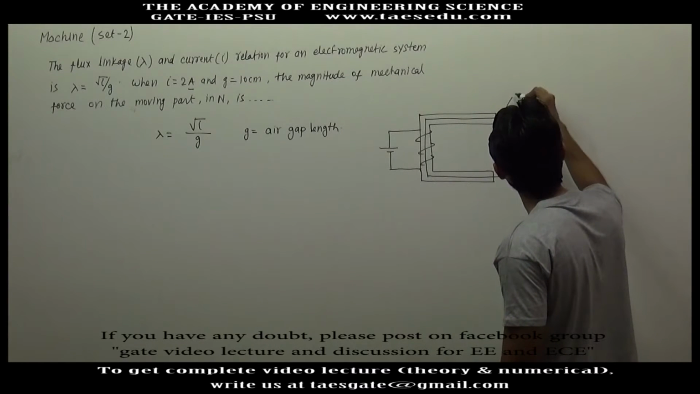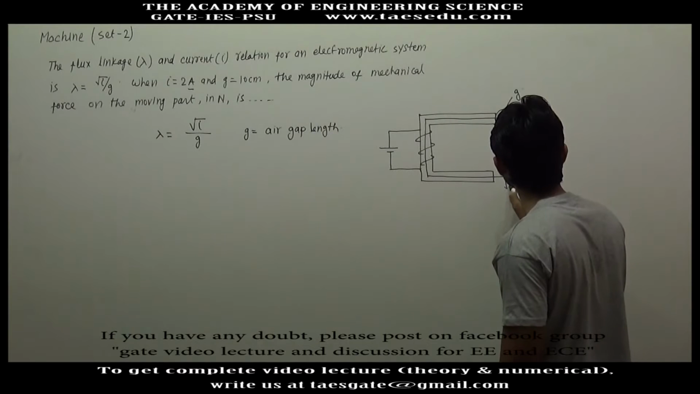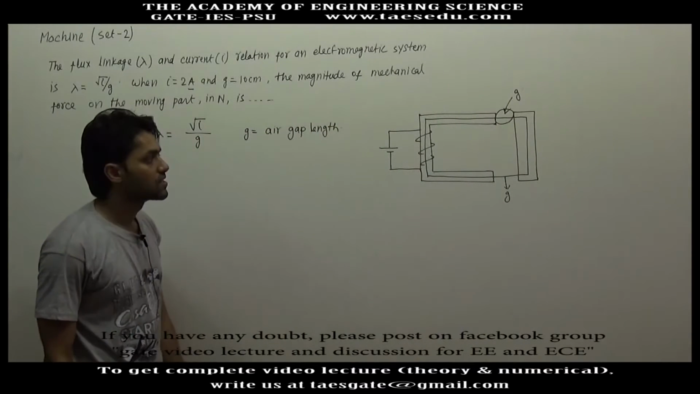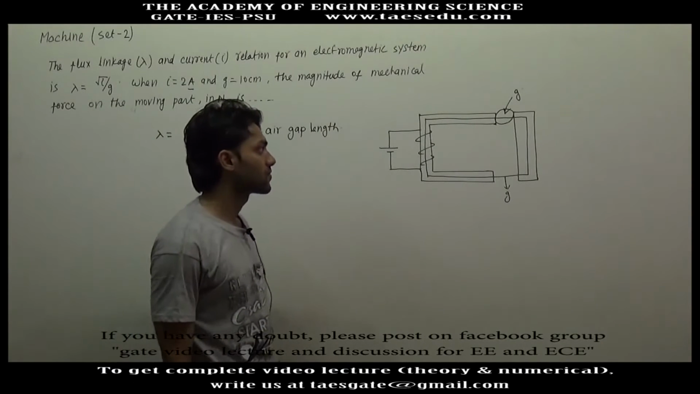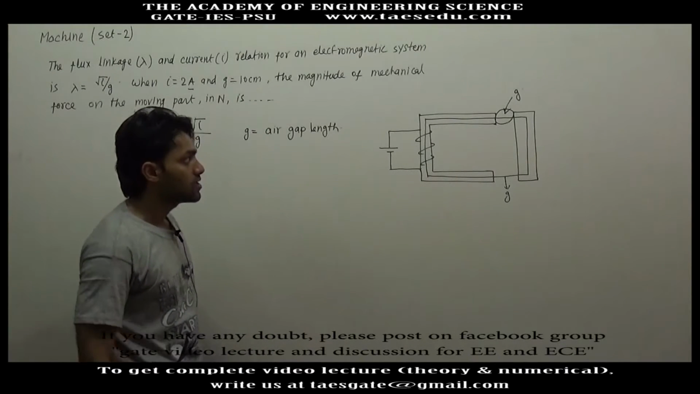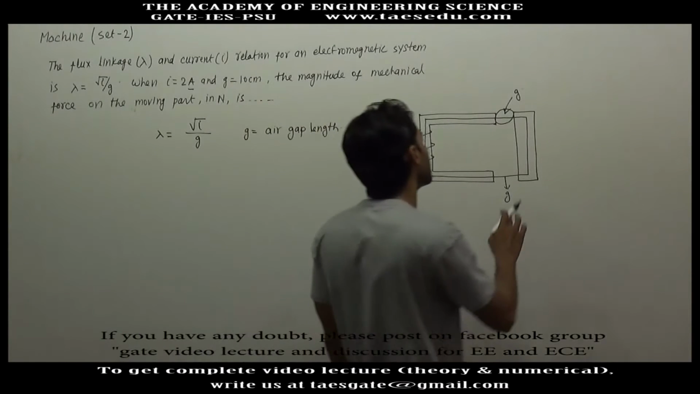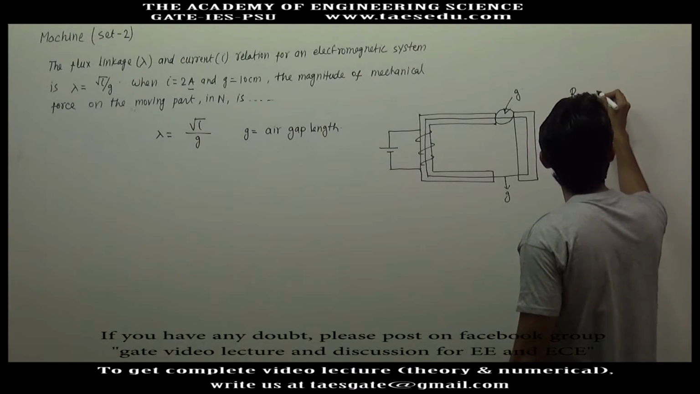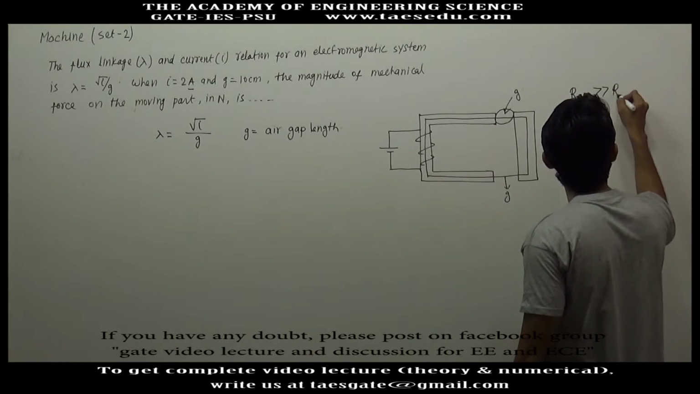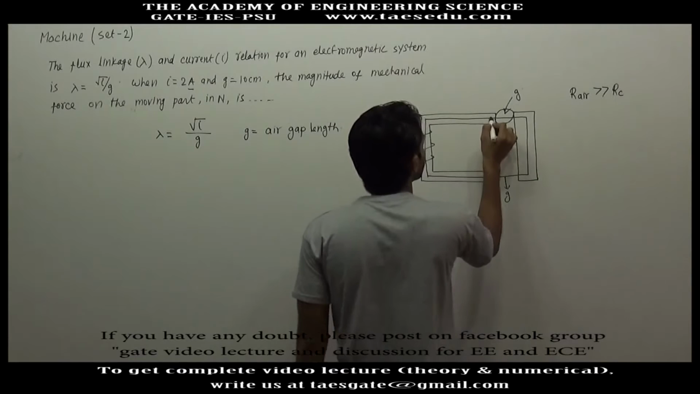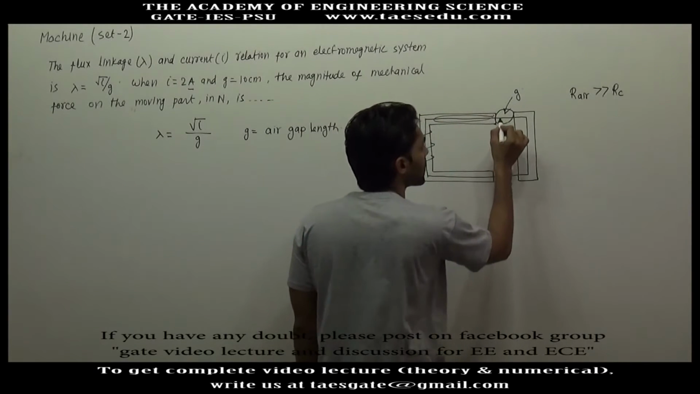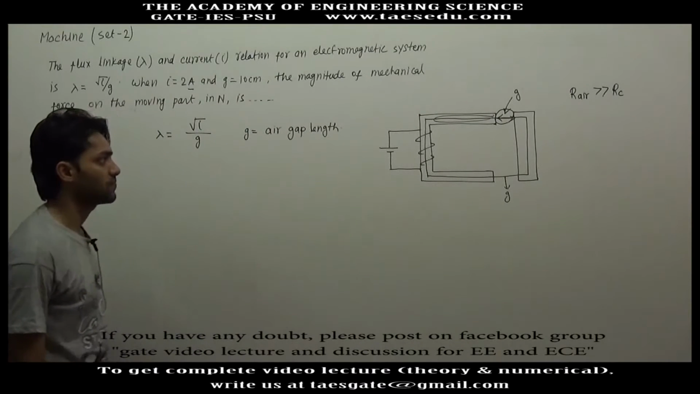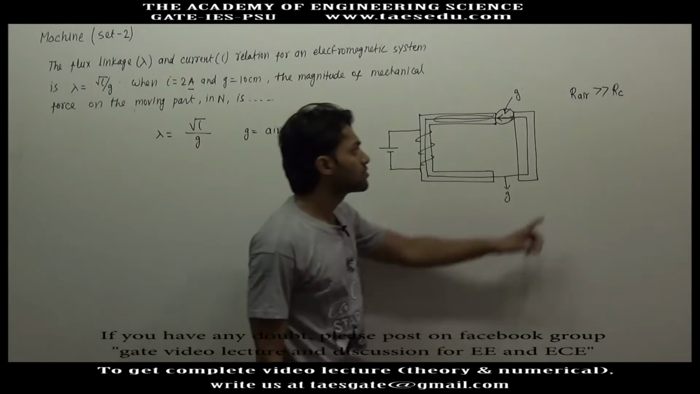This is the air gap length g. Okay. Now the flux has a tendency to reduce the reluctance of the path in which flux is set up. Okay, and we know that the reluctance of air gap is very high. Reluctance of air gap is much greater than reluctance of core. So in this region, reluctance is very low, and here it will face very high reluctance. Okay, so it has a tendency to reduce the reluctance.